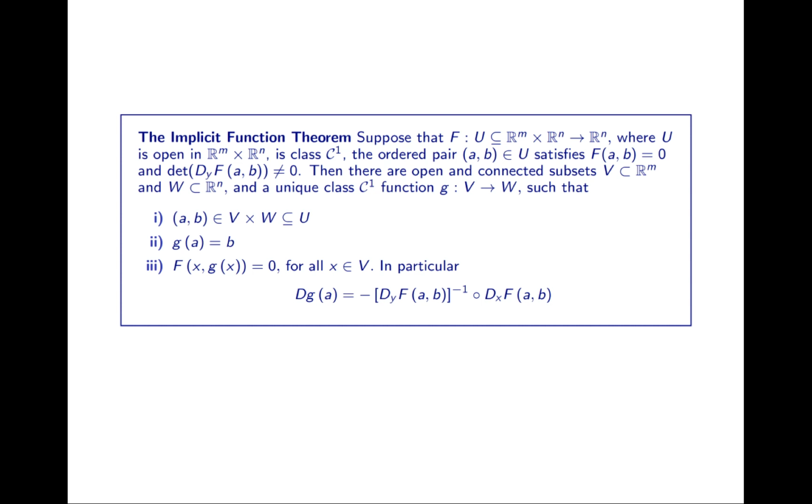So if my hypothesis is true, then there's an open and connected subset V in Rm and W in Rn, and a unique class C1 function G that maps V to W that is implicitly defined by the relationship f of x comma y is equal to 0. In other words, f of x comma g of x is 0. G of A is B. In other words, the graph of G passes through the ordered pair AB. And furthermore, the derivative of G is given by this relationship.